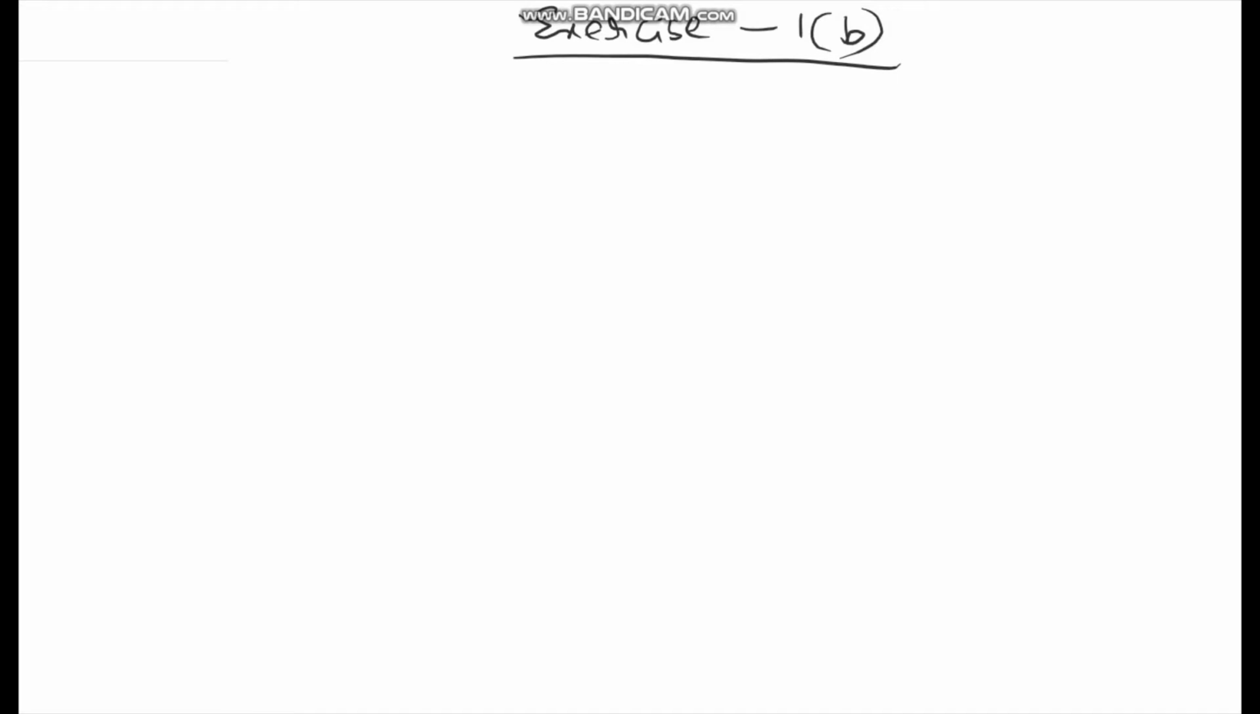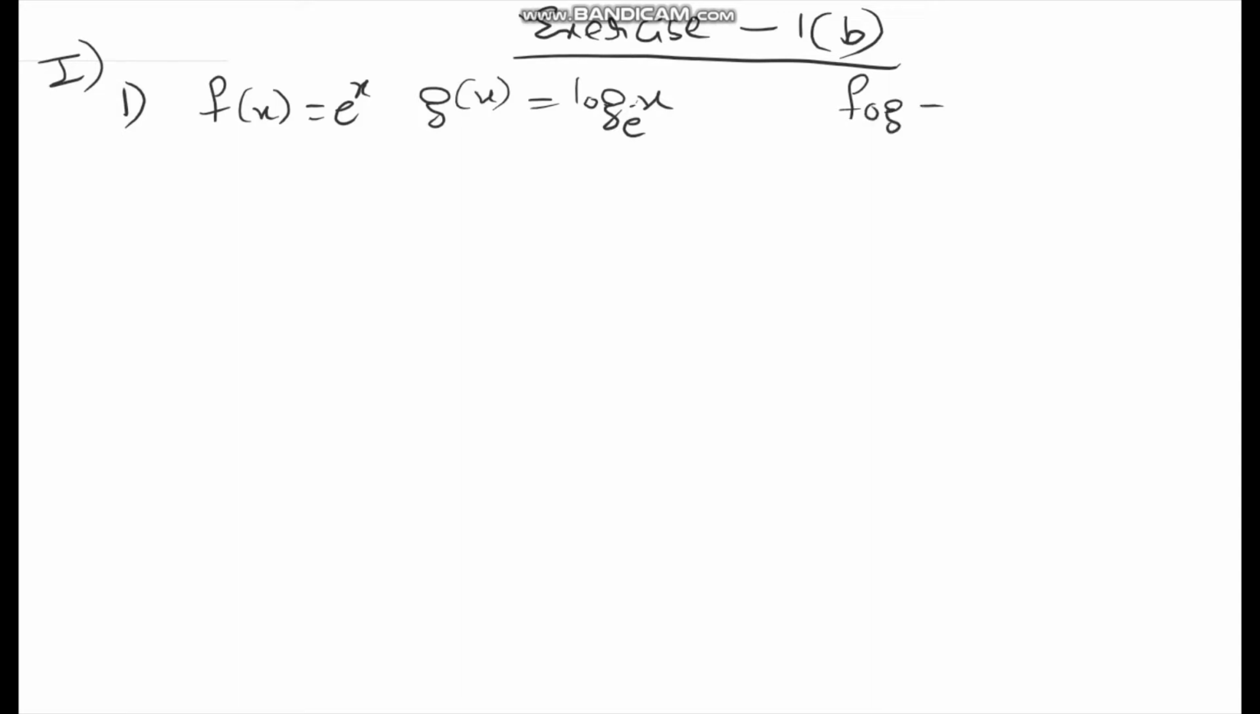Exercise 1b, first bit, first question. f of x equals e power x and g of x equals log x to the base e. We need to show that fog equals gof, and find f inverse and g inverse.